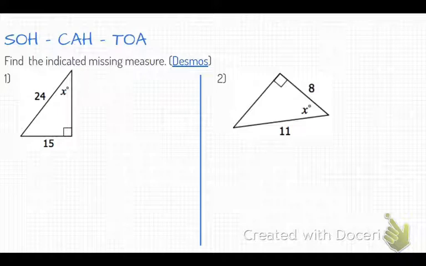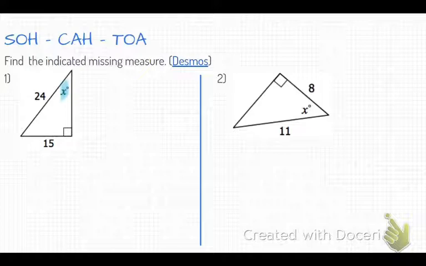Okay, so you have number 1, and it says which trig ratio, right? So we're going to find out which one we use. Do you see how x is the missing angle this time? Okay, so I'm looking to find what x is. I need to figure out how 15 and 24 are related to that.